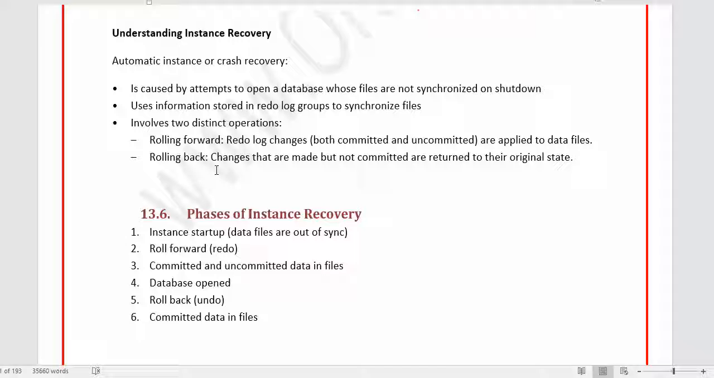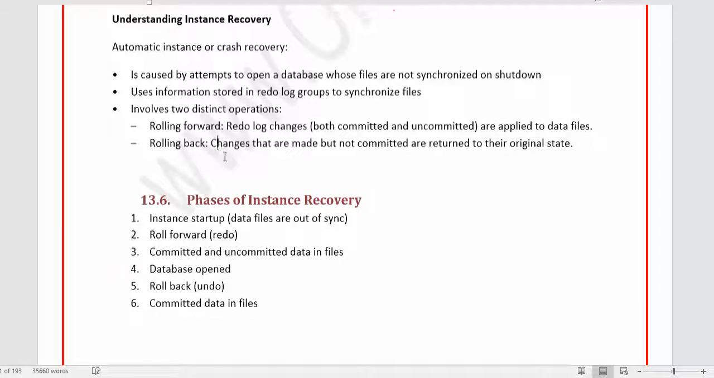So these are the two operations that instance recovery will perform: roll forward and roll backward. Roll forward is the first action that it does in the instance recovery phase, and then it will perform the rollback for the uncommitted or rolled back transactions so that your data is the same as before the instance crash. This is how you need to understand instance recovery.